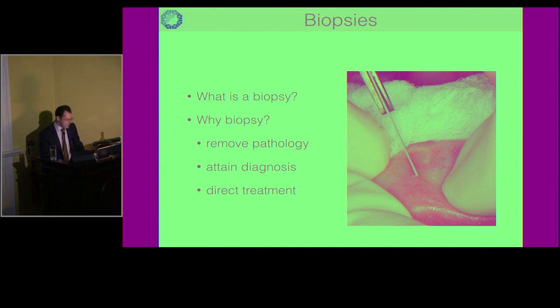Well, why do we take biopsies? Well, a biopsy is when we take a small sample of something that we're not sure exactly what it is. Sometimes we use a biopsy to actually remove pathology. Other times we use it to actually get a diagnosis. And sometimes we use it to direct treatment. So if we're choosing between a few different treatments, the biopsy can help us get more information about the condition so it can lead us down one or other path.